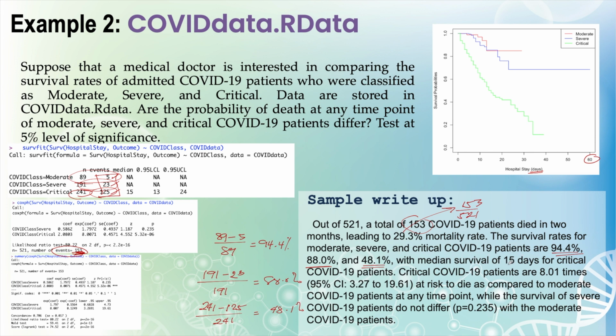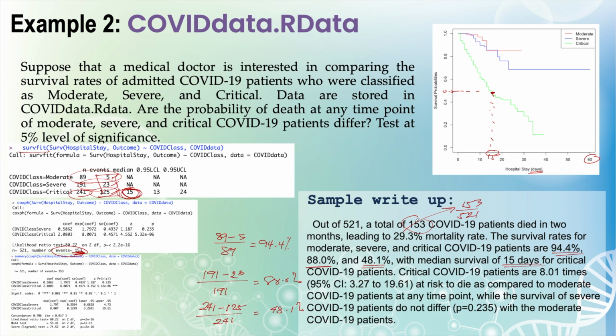With a median survival of 15 days for critical COVID-19 patients. Again, that is found using this. So that's 0.5 probability, and that is 15 days here. And that actually may be calculated using the survfit function. So this is the 15-day median survival time.